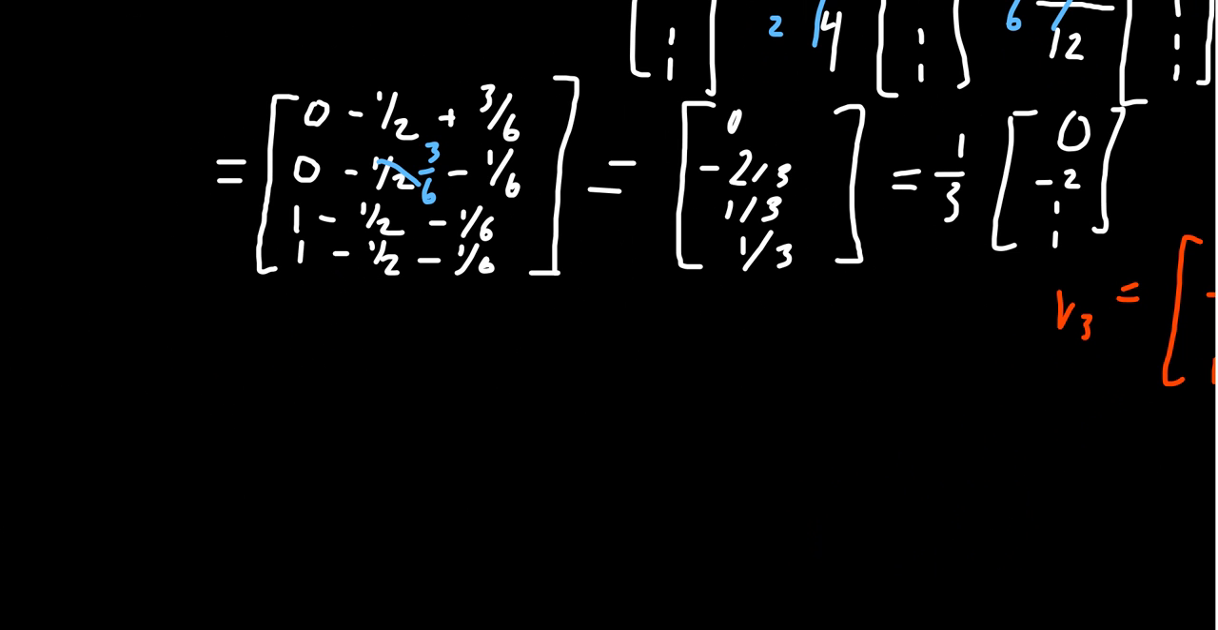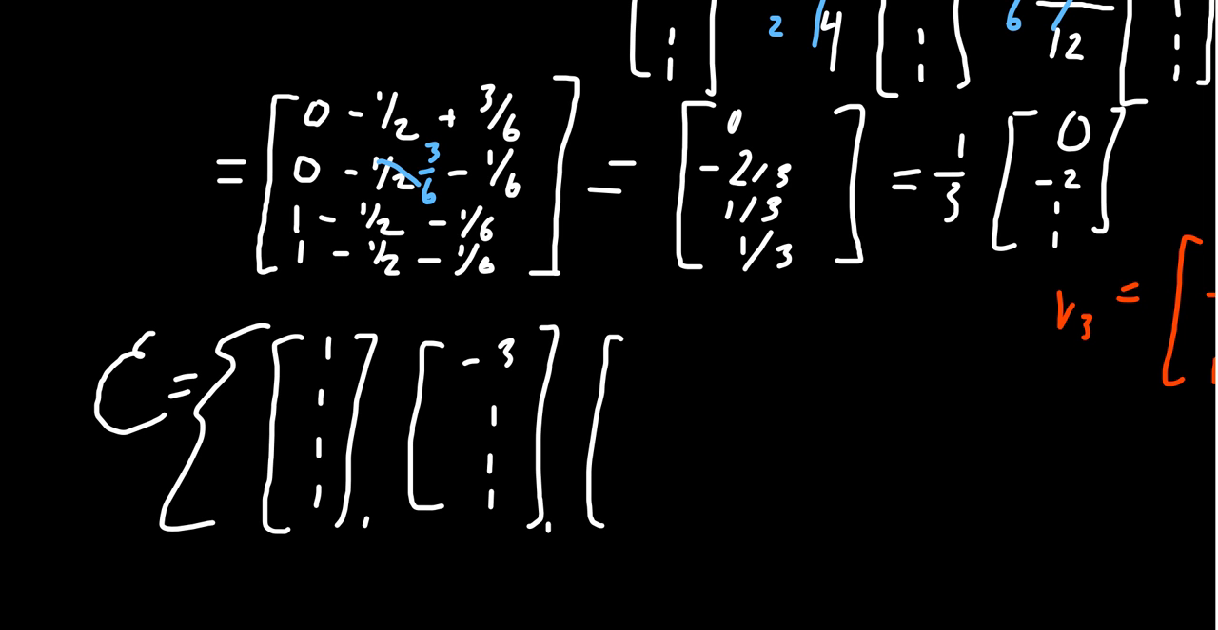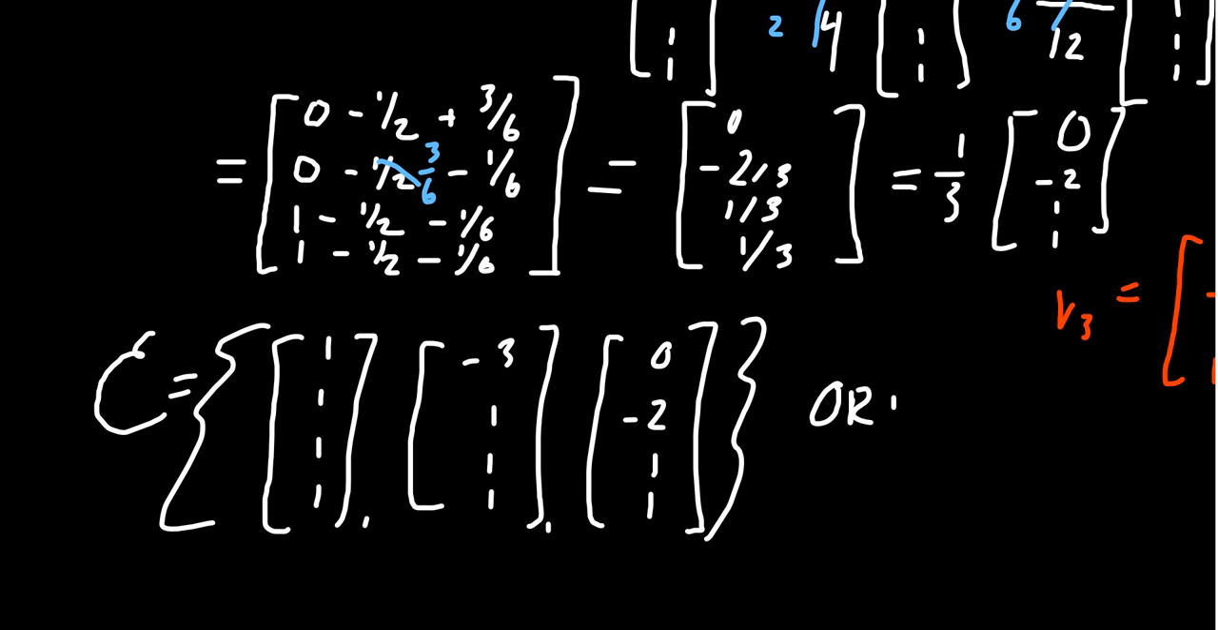And so this is our new basis, C. We didn't change the first vector at all, the all ones vector. The second vector was then negative 3, 1, 1, 1. And then the last one we just got was 0, negative 2, 1, and 1. And so this provides now an orthogonal basis for the original vector space W.